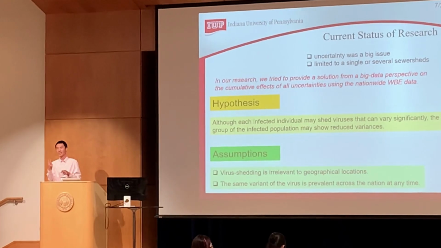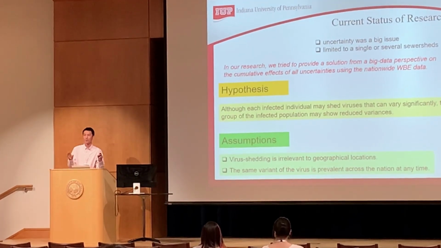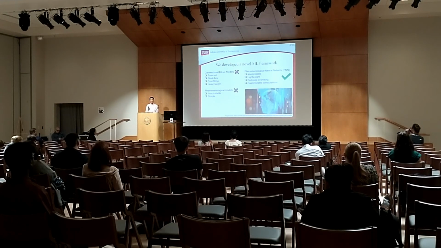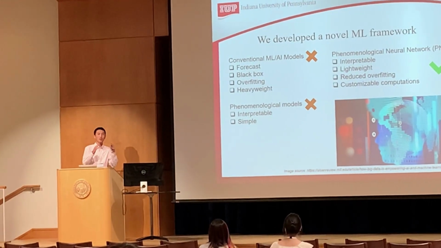And the second assumption is we assume the same variant of the virus is prevalent across the nation at any time. So with that said, we made our own custom machine learning model, and we call it a PNN model, a phenomenological neural network. And this model is composed of two other kinds of models.